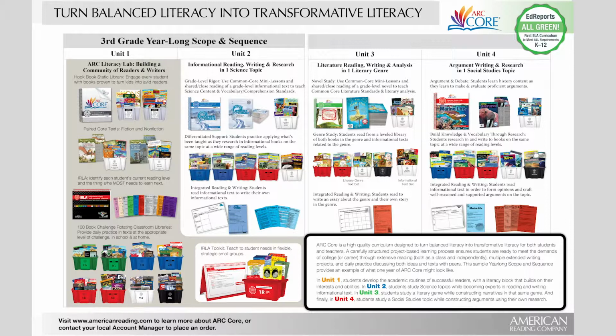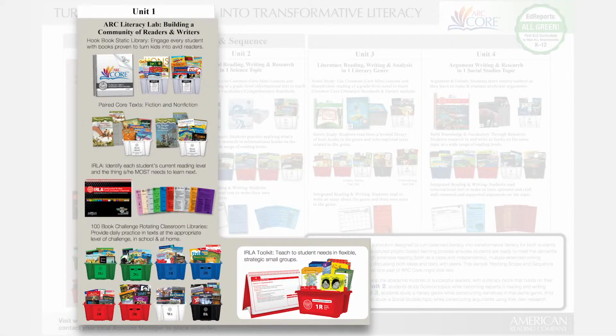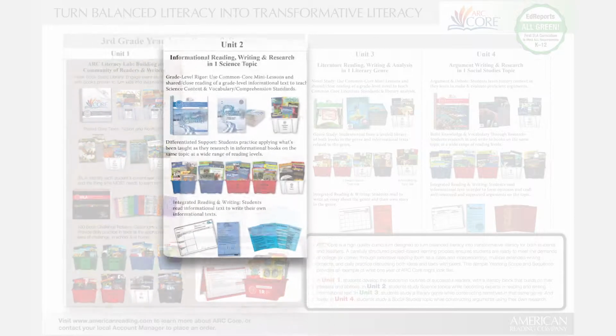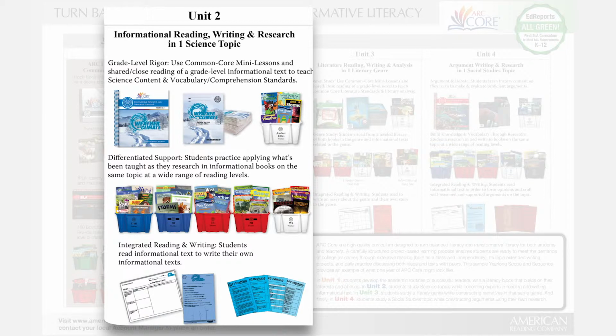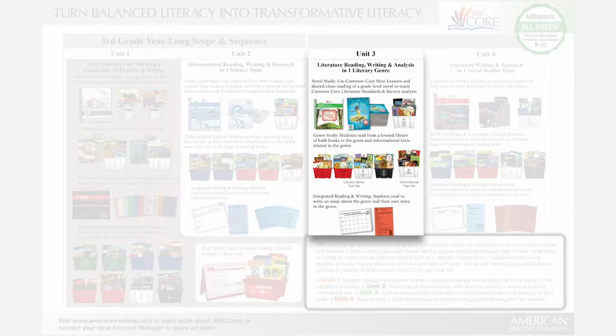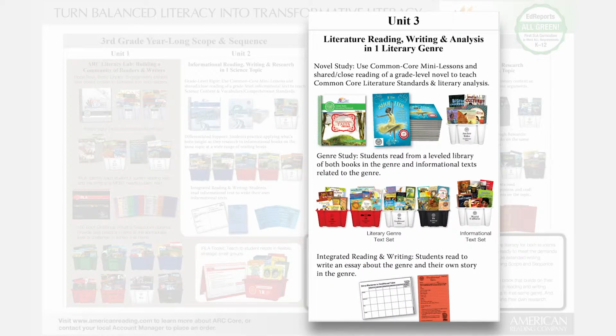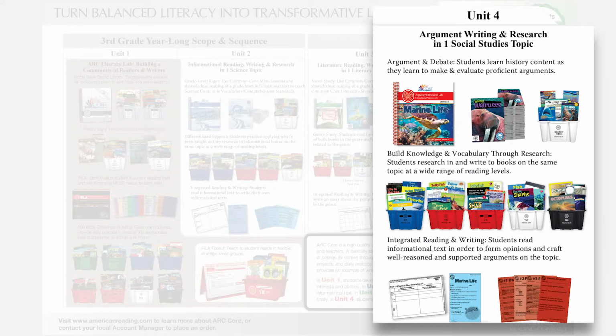So taking a look at the scope and sequence, ideally you would start with Unit 1 where we build those routines and we build that culture of reading and writing and build your classroom community. Then you move on to Unit 2, which is informational reading, writing, and research in science topics. Then Unit 3, literature reading, writing, and analysis in a literary genre. And then end with an argument unit with research in a social studies topic.